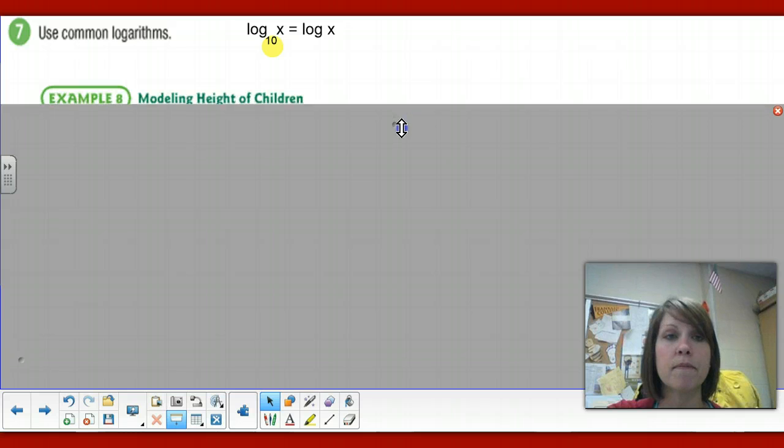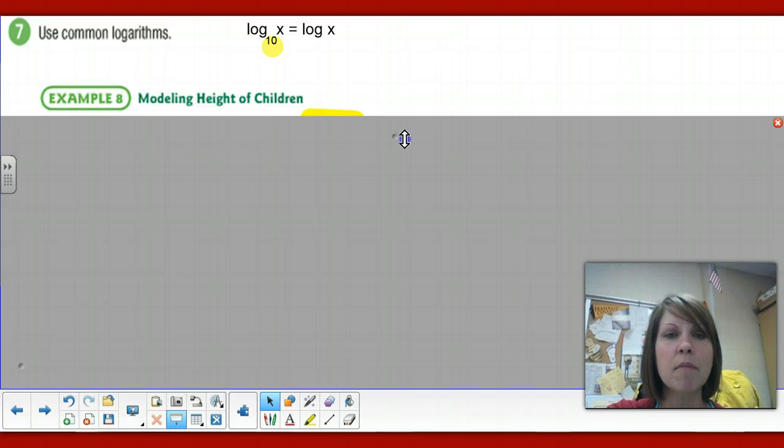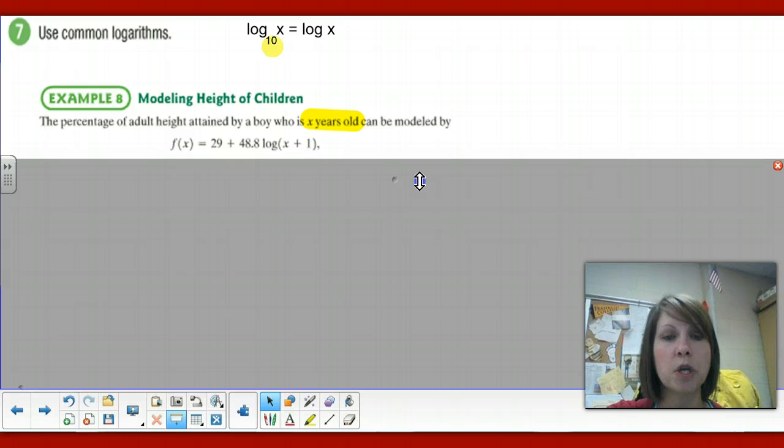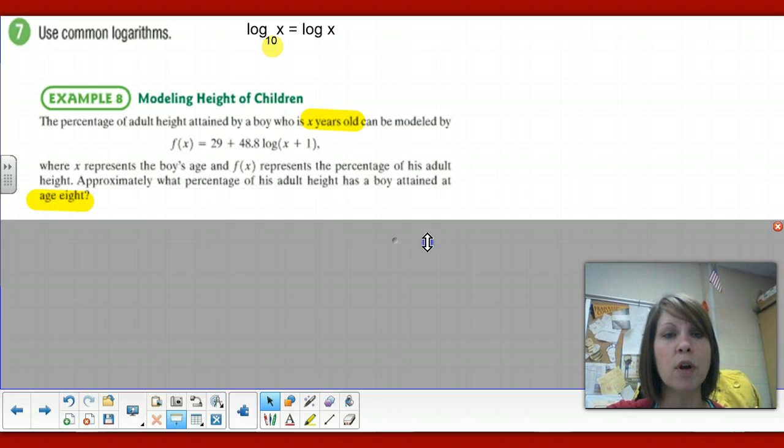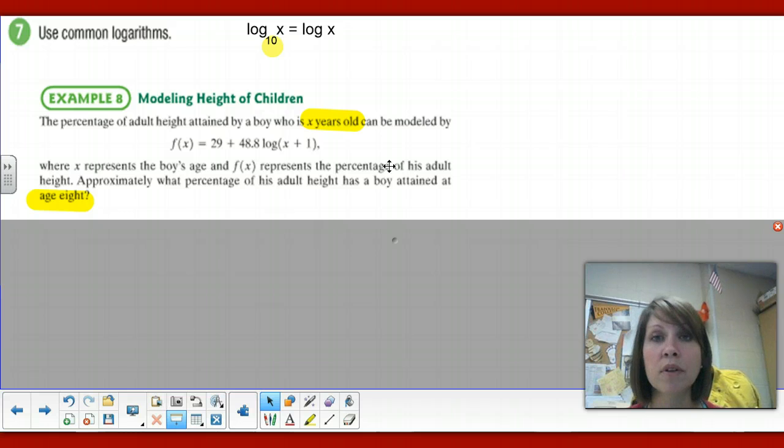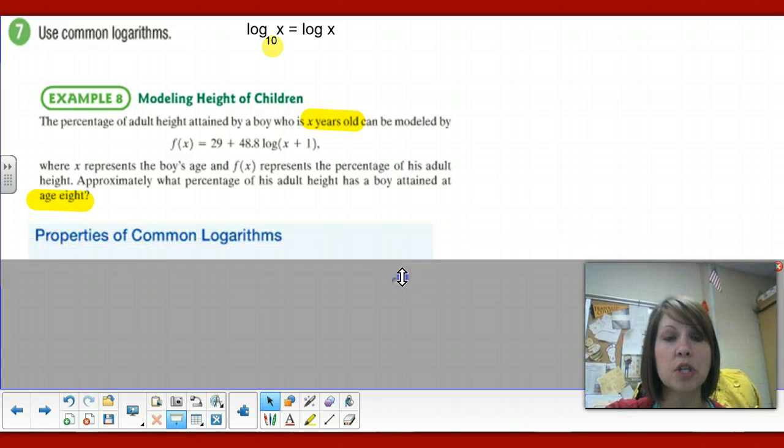Common logarithm. Okay, so we look at this problem modeling the height of kids, and you're given a function. X is how many years old they are. We want to know the approximate height of the child when they're age 8. So age 8 would mean, let's substitute 8 in for our X and then use our calculators to calculate this. The log button on your calculator is a base 10 log. I'm not going to go through it. You can see the calculations in your books.